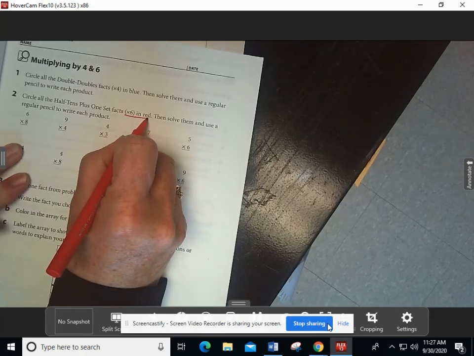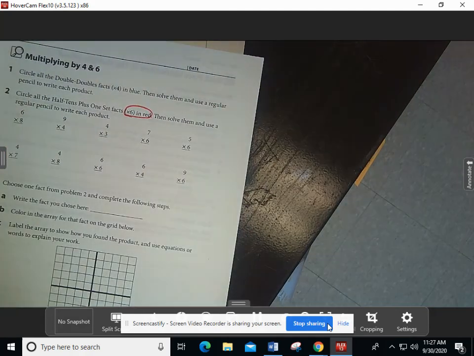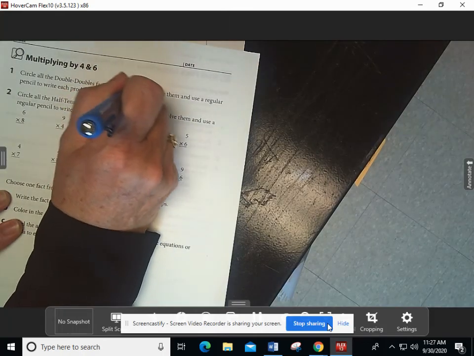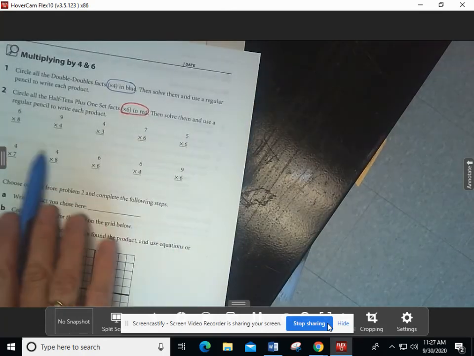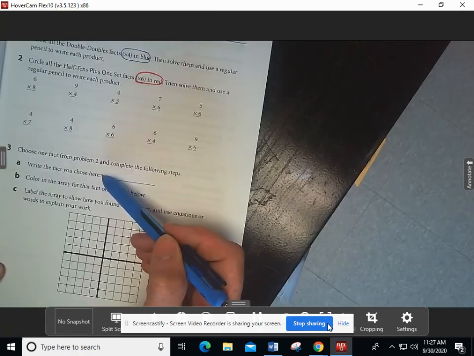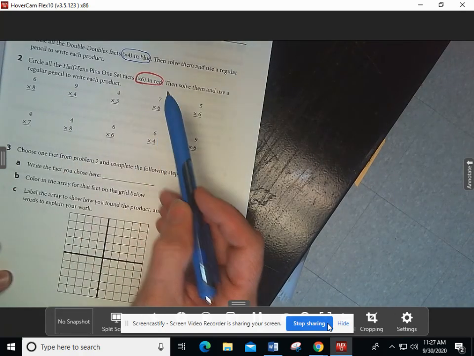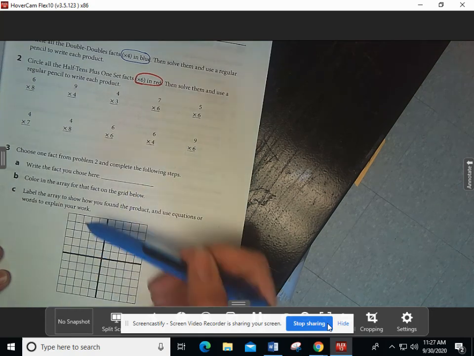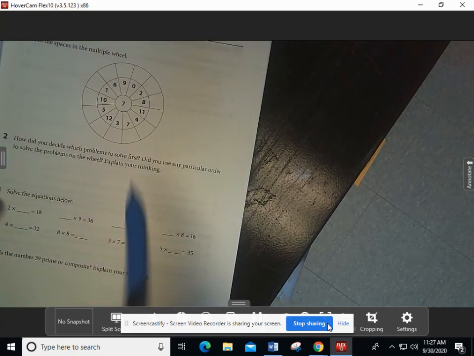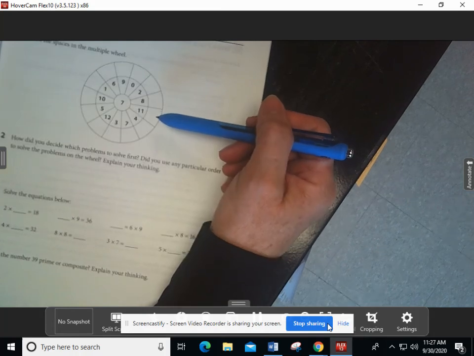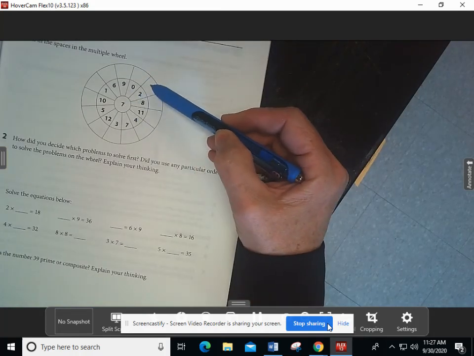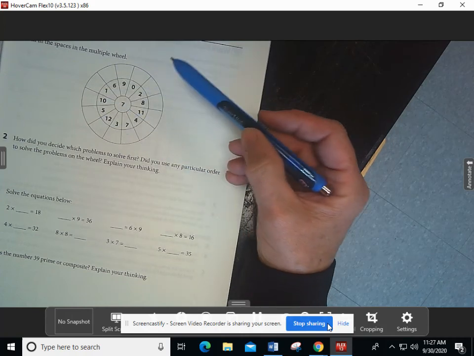In this workbook, it's asking you to look at our 6 facts in red and our 4 facts in blue. So go through, complete these, circle them. On the bottom, you're going to choose one of the facts from up here, write it here, and then color the array. You're then going to work on page 25. This is the multiplication wheel like what you played yesterday, where you're simply multiplying, for example, 7 times 2 equals 14, and you're going to complete your wheel.